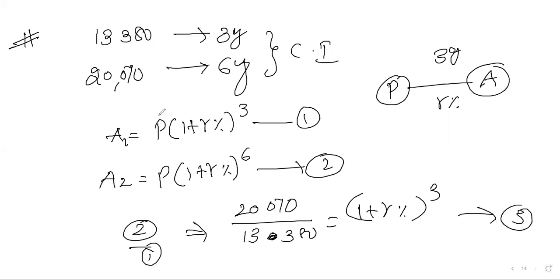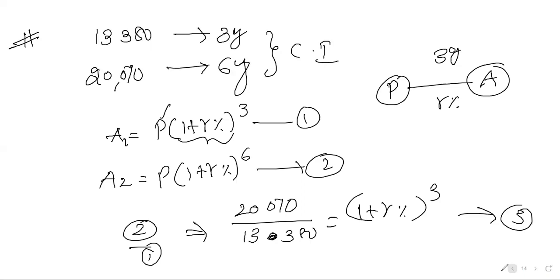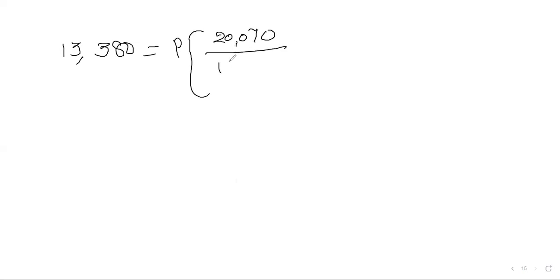Now here you can directly find the principal without finding the rate of interest. This is 1 plus R%, already you are having it like this here. So I can directly write the amount as 13,380, how much you are having for the first time, 13,380. Shortcut, don't worry. And the principal P into 20,070 rupees divided by 13,380. If you do the calculation from here, you can get the P value. Right or not?